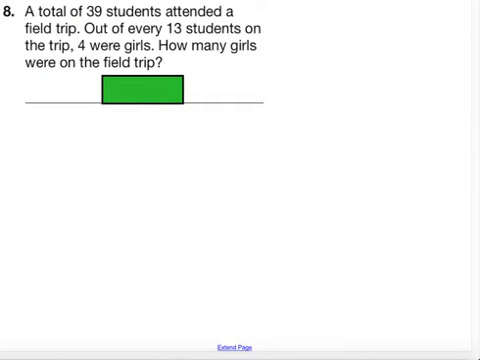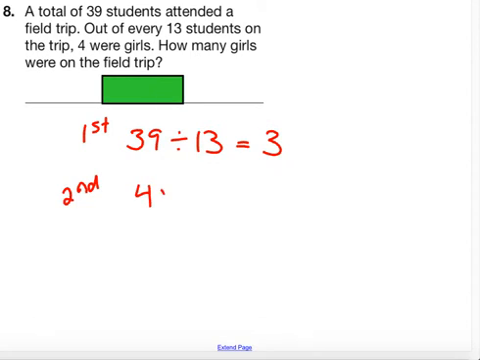Number 8, a total of 39 students attended a field trip. Out of every 13 students on the trip, 4 were girls. How many girls were on the field trip? Your first step in solving this problem is to take 39 and divide it by 13. That gives you an answer of 3. Next, the second thing you will want to do is take 4 times 3 and get 12.